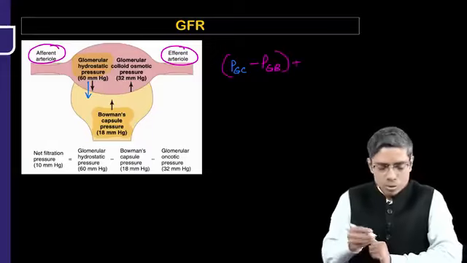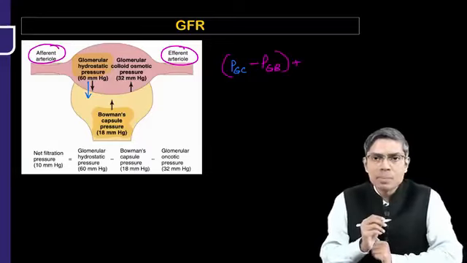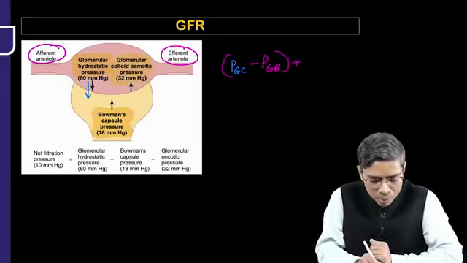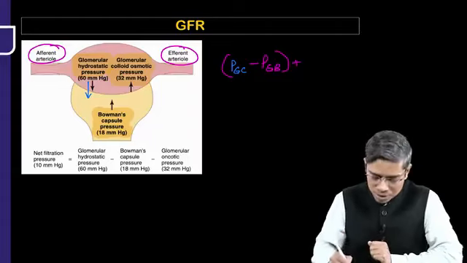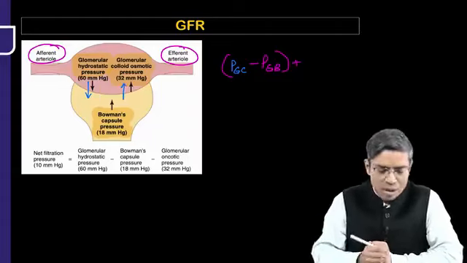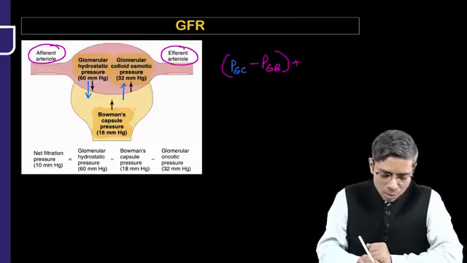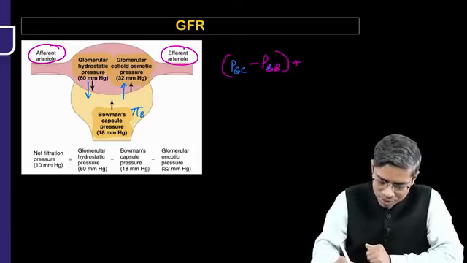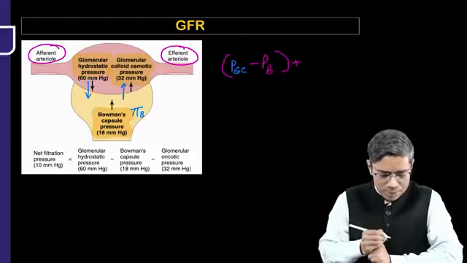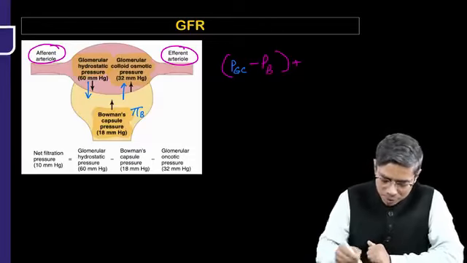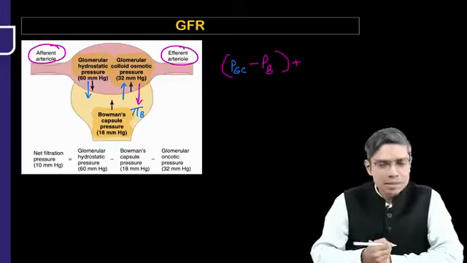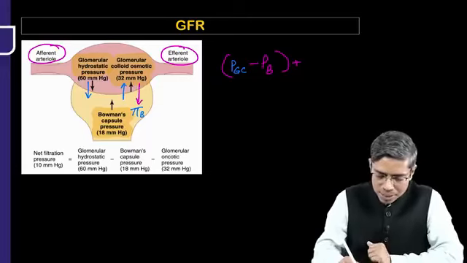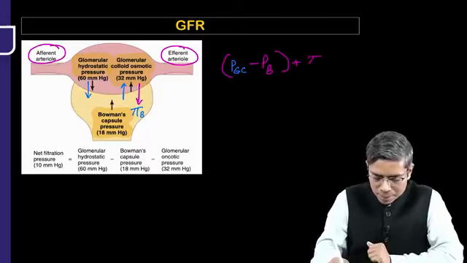Along with this, we also know that due to the presence of plasma protein, the capillary will have oncotic pressure. Oncotic pressure is a dragging kind of force, meaning it will try to drag fluid. The oncotic pressure of Bowman's capsule, suppose this is pi B. B stands for Bowman's capsule. So pi B will try to drag fluid in this direction. So I can write PGC minus PB plus pi B minus pi GC.